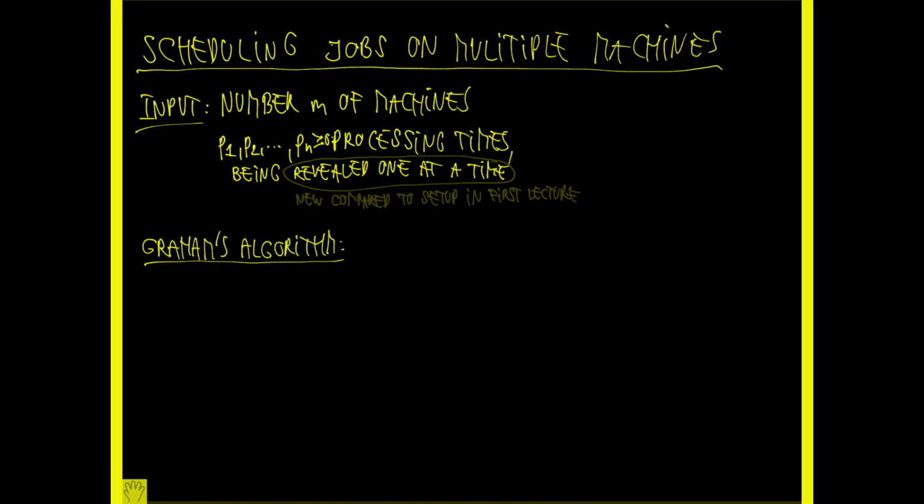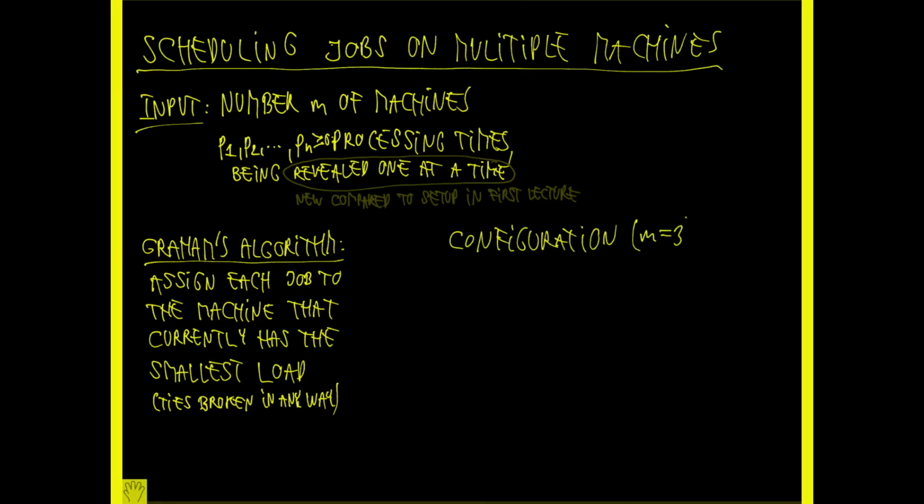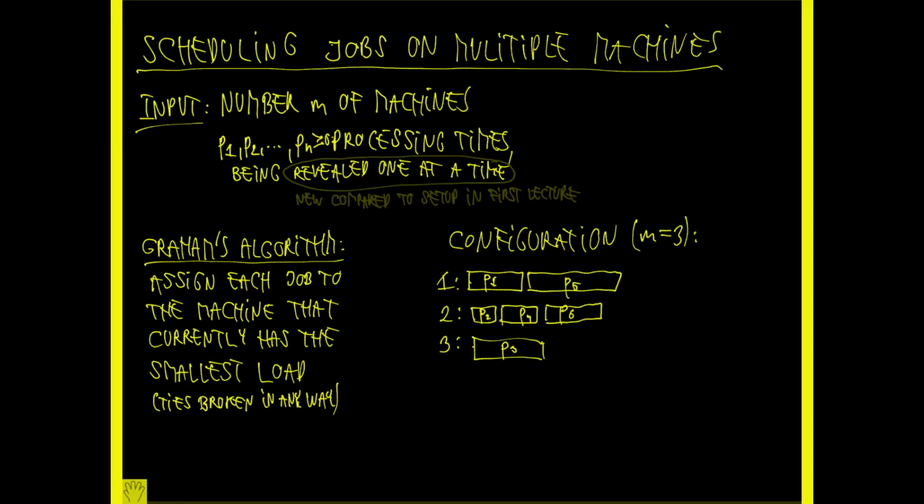Graham's algorithm, which is different from the local search algorithm that we saw in the first lecture, is a simple greedy algorithm that assigns each job to the machine that currently has the smallest load. If there are ties, they can be broken arbitrarily. So let's consider a particular configuration, in this example with m equals 3. The first 3 jobs are put on separate machines, and then we always put the next job on the least loaded machine. So it could end up looking something like this.